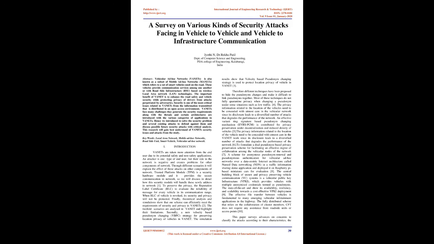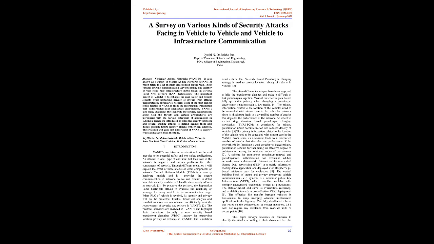An effective variant ring signature-based pseudonym changing mechanism, EVRSPCM, is contributed for privacy preservation under decentralization and reduced density of vehicles. 5. The privacy information related to the location of the vehicle needs to be concealed with utmost care in the VANETs, since its disclosure leads to a diversified number of attacks that degrade the performance of the network. 6. To formulate a dual pseudonym-based privacy preservation scheme for facilitating an effective degree of collaboration among the vehicular nodes of the network.